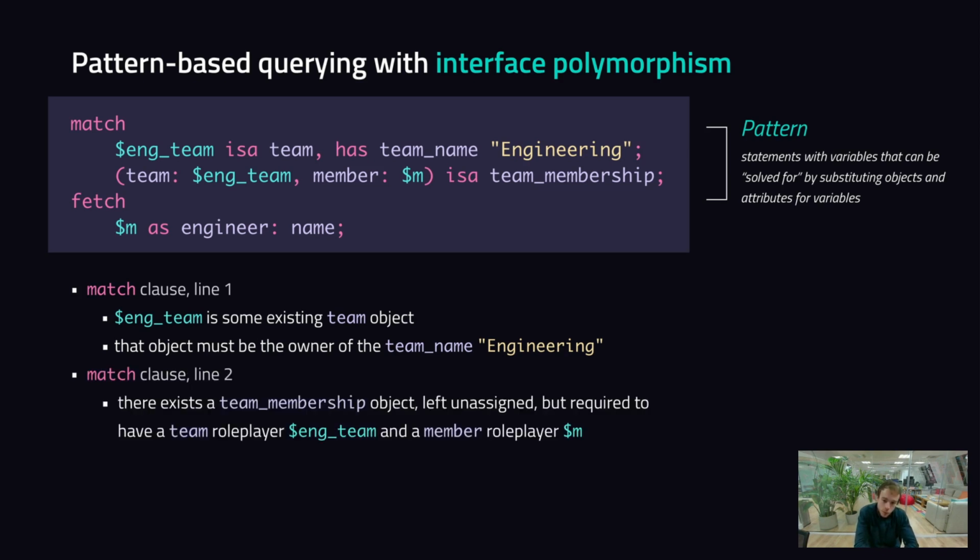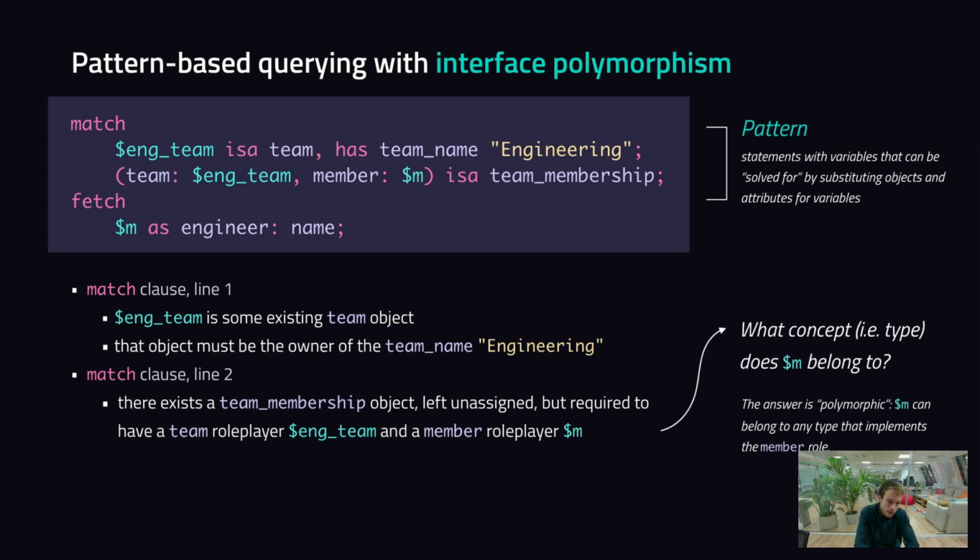Then in the second line, ignoring the bracketed tuple for a moment, we state the existence of a team membership. We say there is a team membership, but we leave that unassigned. We don't assign it to any variable. What we do require is that this team membership actually has specific role players. It has the role player eng_team, which was a variable that we used in the first line of the match clause, and then it also has a member role player $m. This is a new variable introduced in that line.